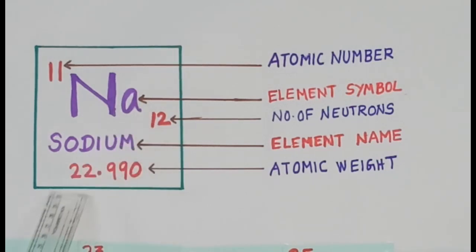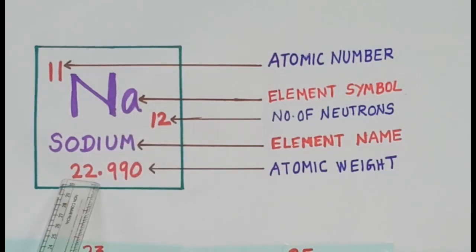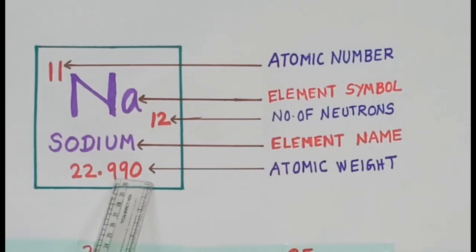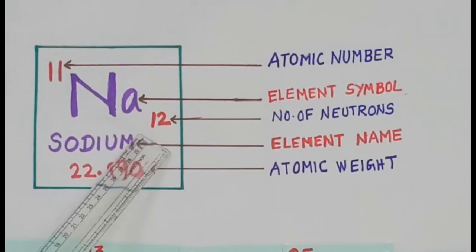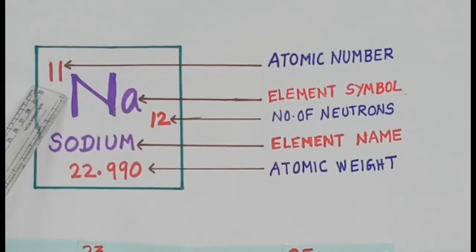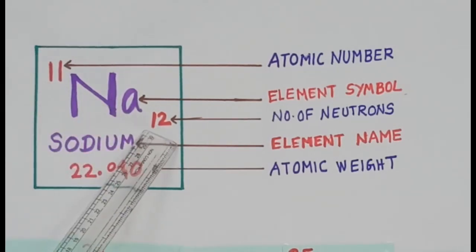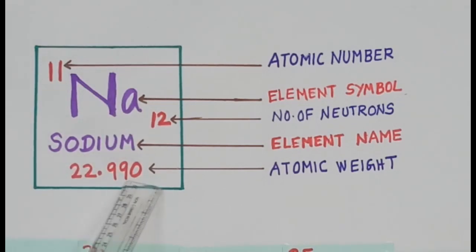So the atomic weight is written at the bottom. The sodium atomic weight is 22.990. To remember it easily, we can sum the number of protons and the number of neutrons. For sodium, the number of protons is 11 and the number of neutrons is 12. So the atomic weight is approximately 23. Hope you can easily remember this.